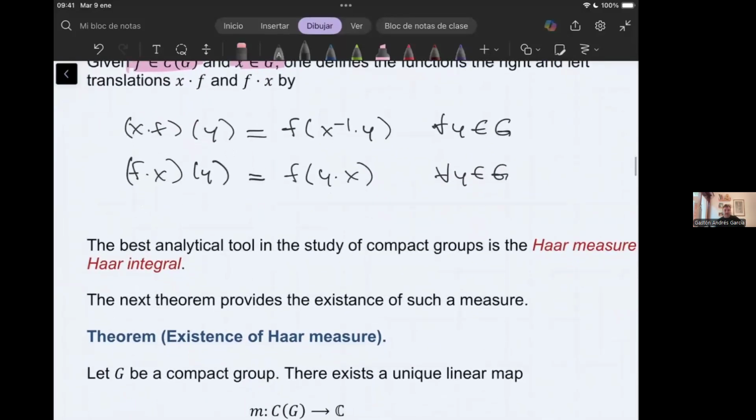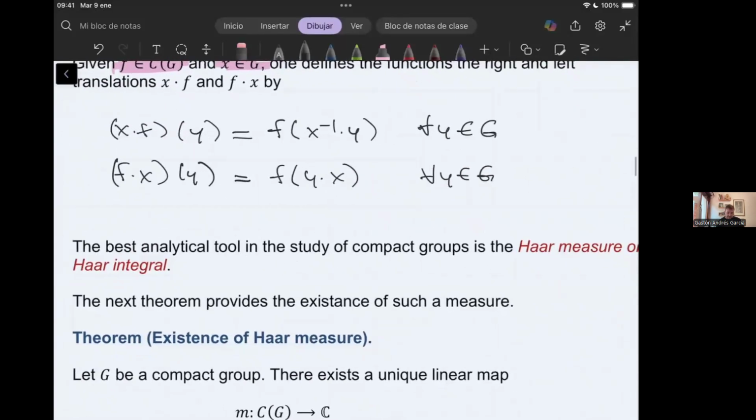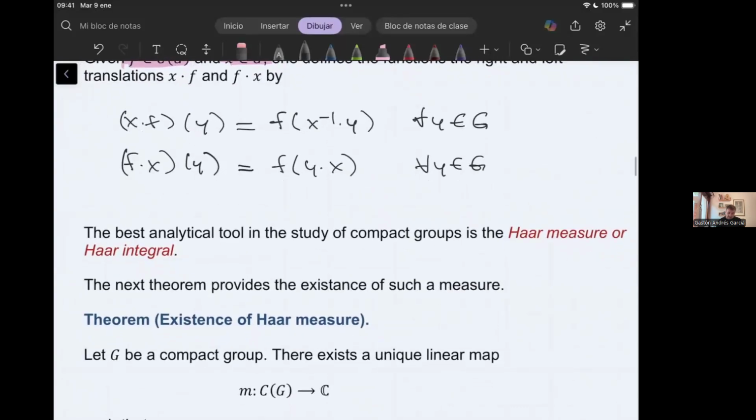Yeah, so we can translate the functions by a fixed element of x. So why is this important? Because we need functions, we need something that is invariant under translation. What is the thing that we need? The whole theory is based on the fact that we have something that is a measure in a compact group.